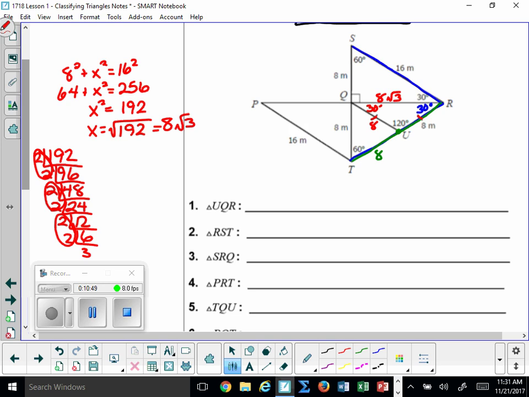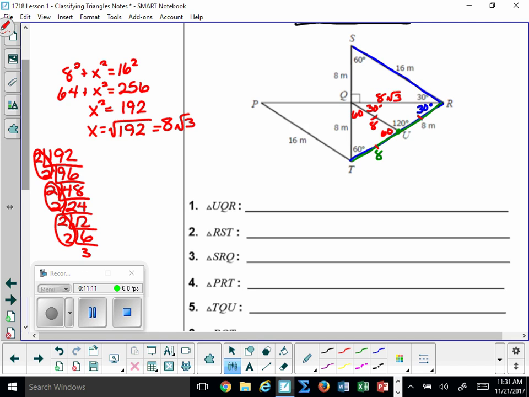Continuing to go clockwise. I've got 8 and 8 and 60. Let's see, I've got a linear pair here with 120 at U. So 180 minus 120 is 60. Looks to me like I've got an equilateral. That also has to be 60.